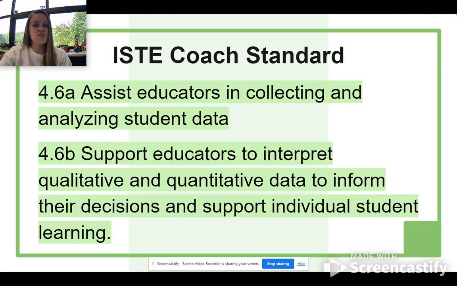The ISTE standards 4.6a and 4.6b focus on helping to collect and analyze data and helping other educators to read and understand different kinds of data to help support instruction and guide learning. Early on, we discussed how important collecting and analyzing data would be with this work. We knew we would be collecting and interpreting a variety of information using qualitative and quantitative data.